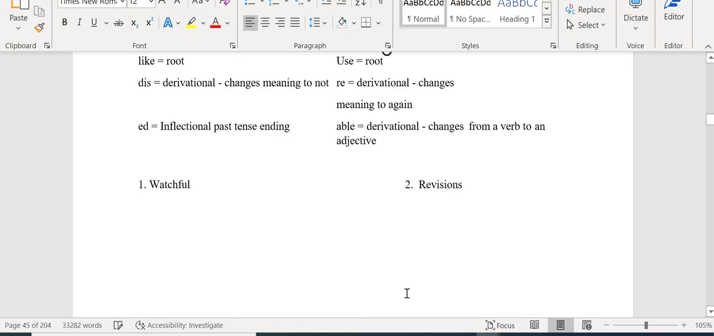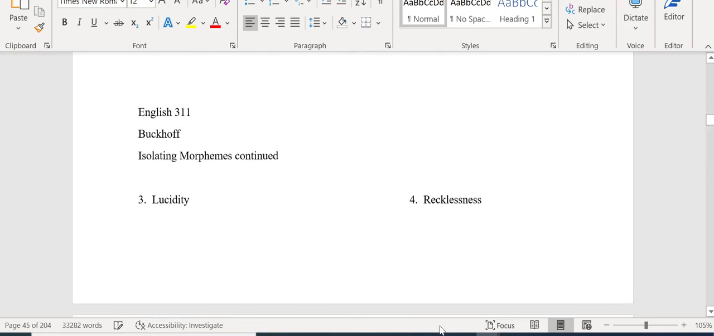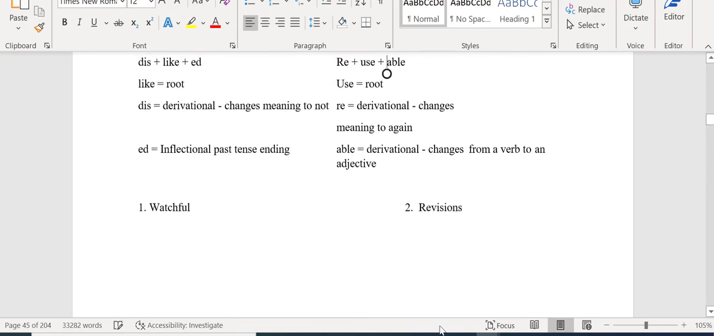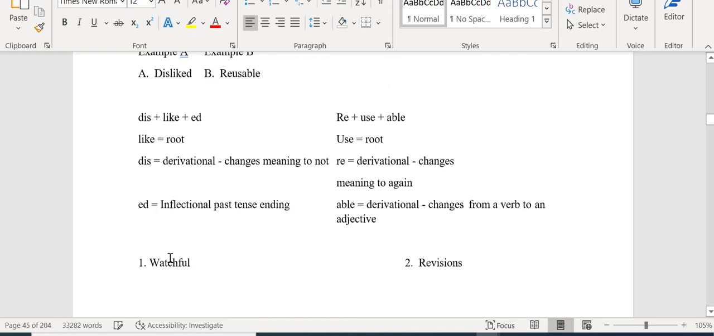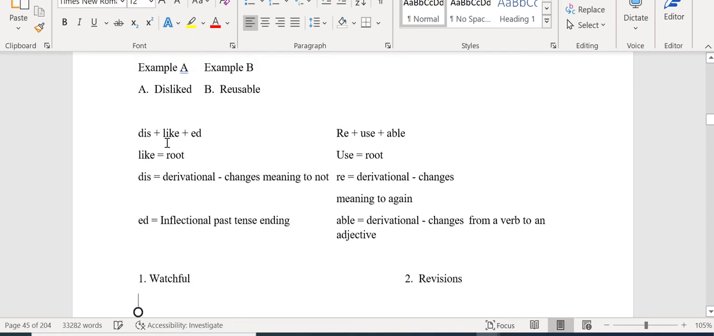So what I want you guys to do right now, and then we'll talk about them together, I want you to try these two now. Watchful and revisions. And remember the steps. The first step is to separate the different morphemes, identify the root, and then try to identify the different affixes as being derivational or inflectional. So take a couple minutes on that.